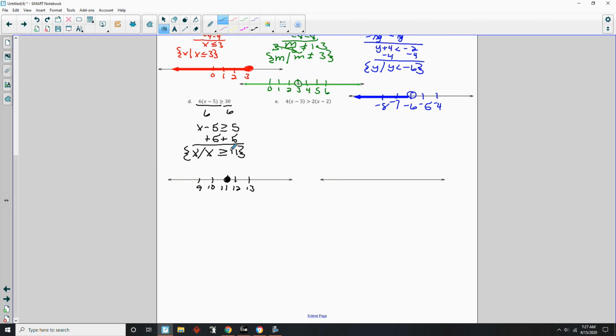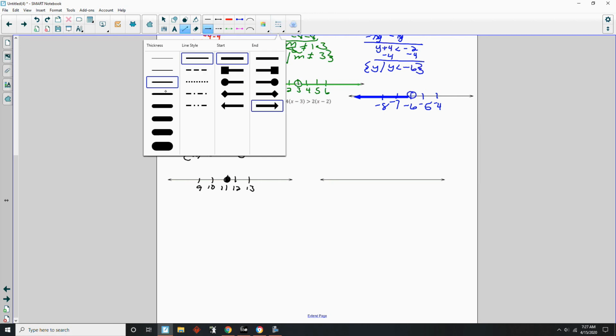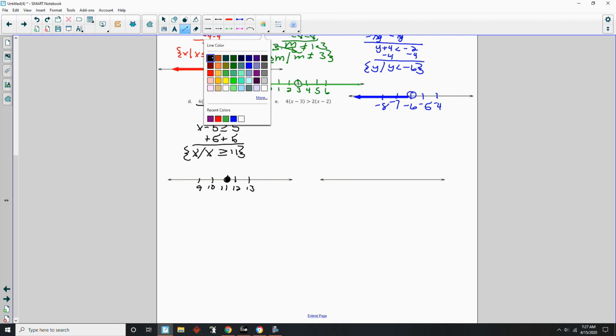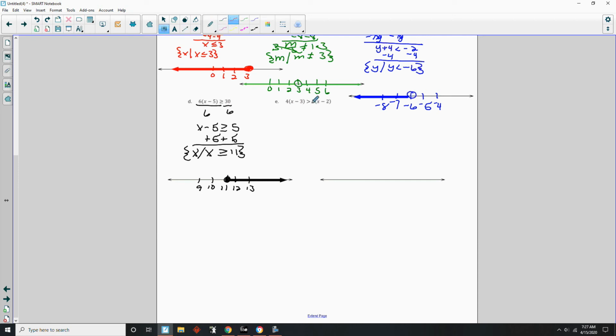Okay, so we're going to do that here. It's going to the right. So I'm going to choose my arrow, thick, and black, and that way, just like that. Okay, and next one, let's do this one in red.